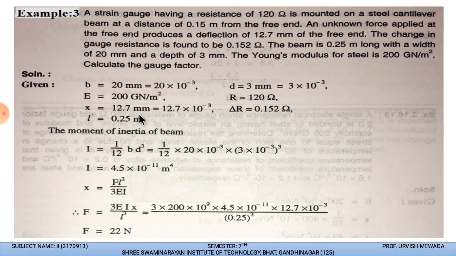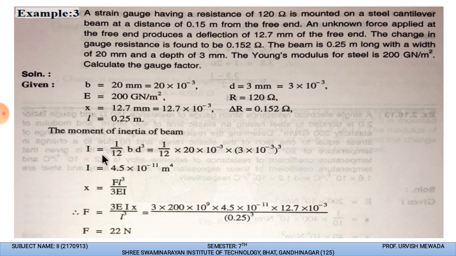X is the change in the distance after applying the stress. L is the length of the pole. D is the depth of the pole. R is the original resistance, and delta R is the change in the resistance after applying the stress. So let us calculate the moment of inertia first.